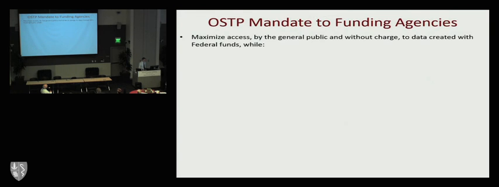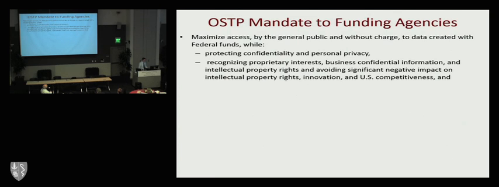So the OSTP mandated that the funding agencies perform a series of tasks by this August. Their plans are to include all these, I think there are 10 different things. But included in this is also recognizing proprietary interests, business confidential information, and intellectual property rights.